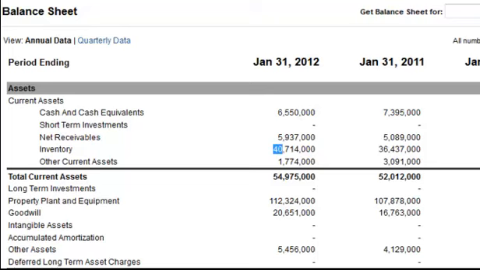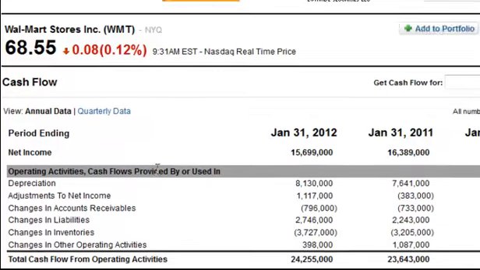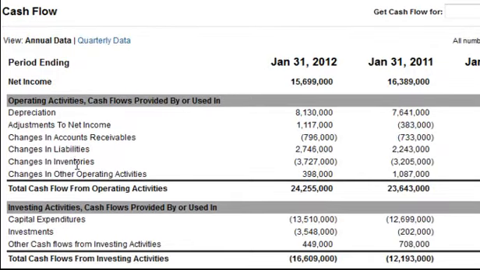So if we go back to the cash flow statement and scroll on down, we have inventories here, 3.7 right here. So you know that because inventory increased by $3.7 billion on the balance sheet, it shows as a decrease of that amount on the cash flow statement.